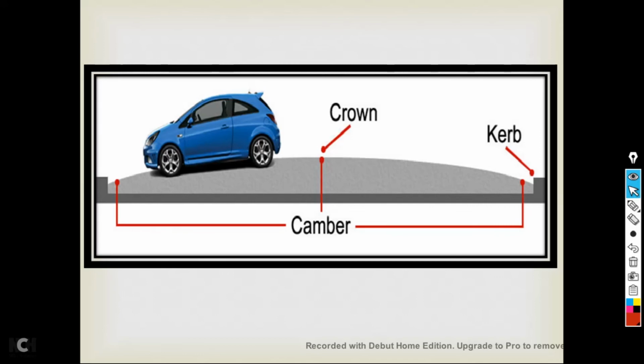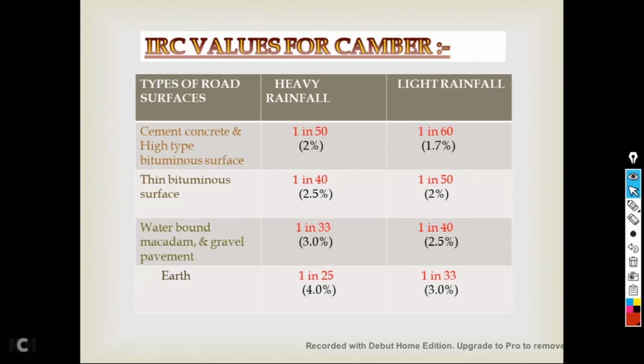Okay, in this picture I am showing how the camber looks in real life. The topmost point is termed as crown, and the initial and ending points of this camber zone are called the curve. I will describe later what the curve actually is. Okay, move on to the next point.